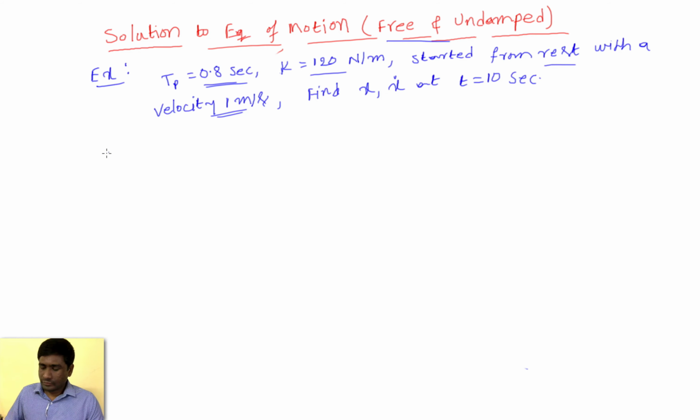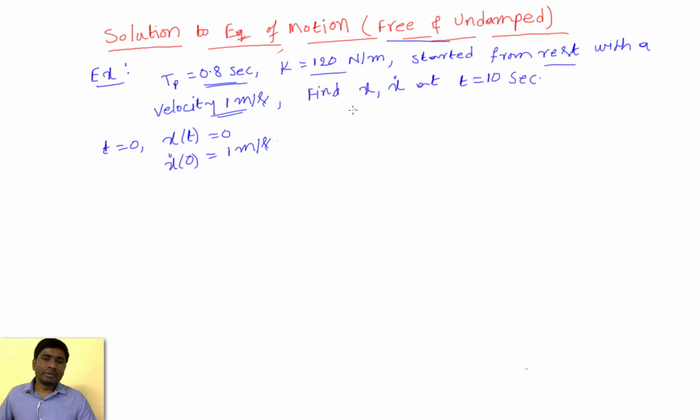What does it mean? That means at t equal to 0, x of t, I mean the amplitude at t equal to 0, equals 0, and initially it has a velocity of 1 meter per second. That means x dot of 0 equals 1 meter per second. That's what has been mentioned. And we need to find out the amplitude and velocity at a time of 10 seconds.